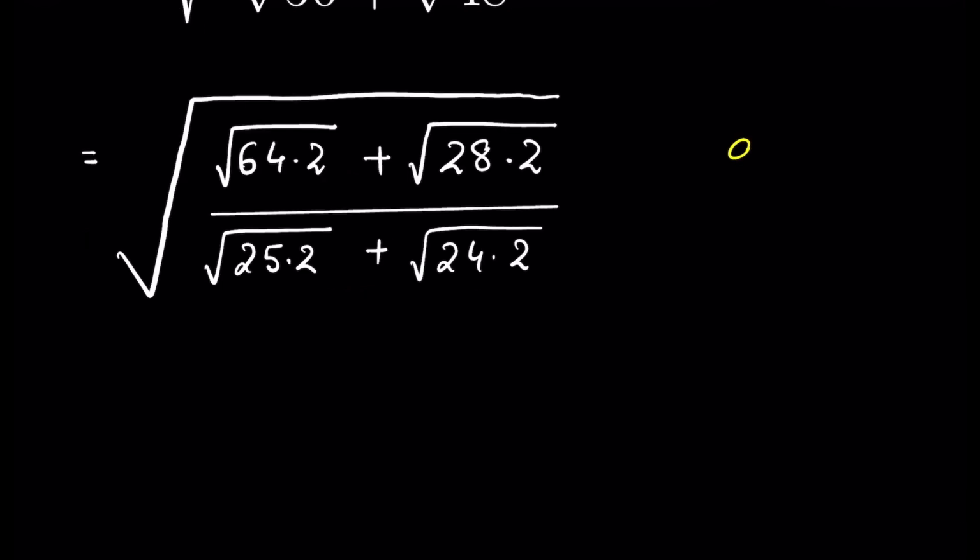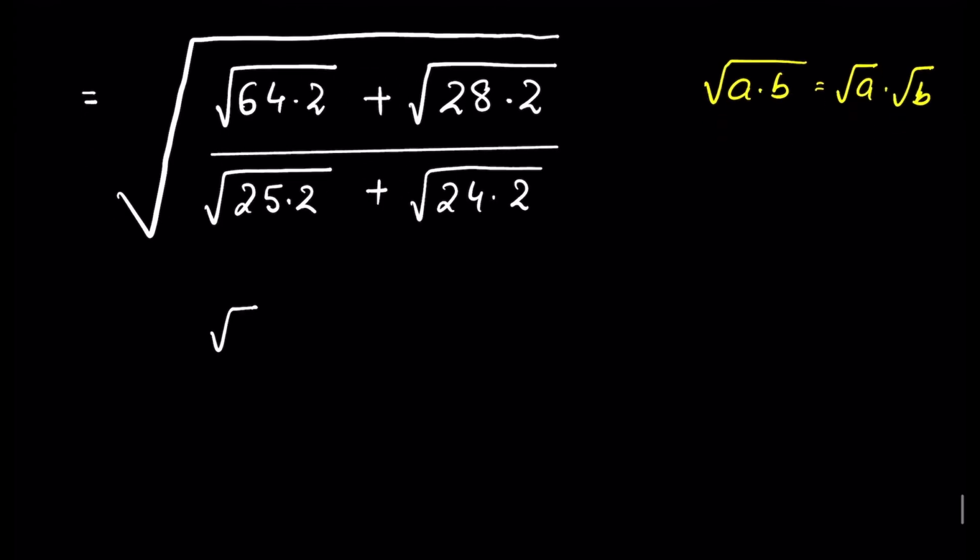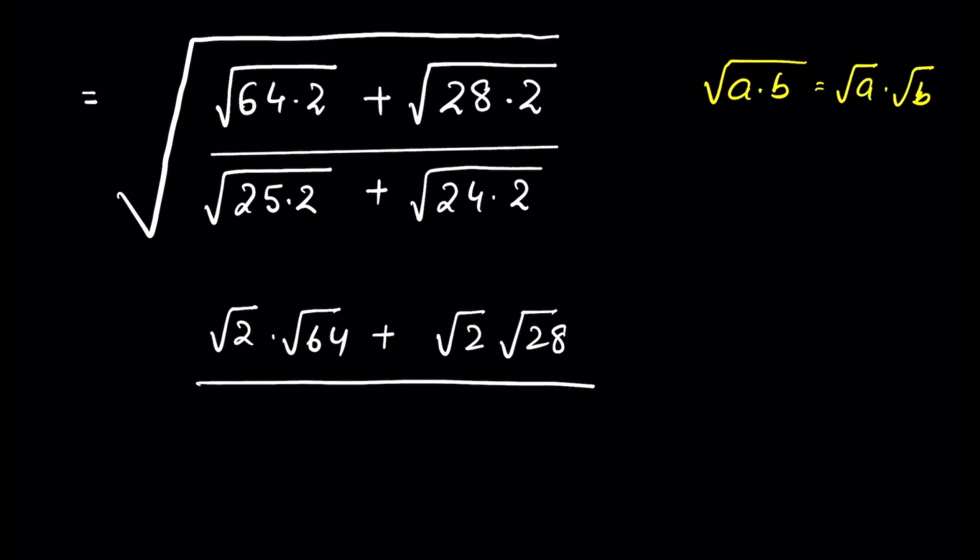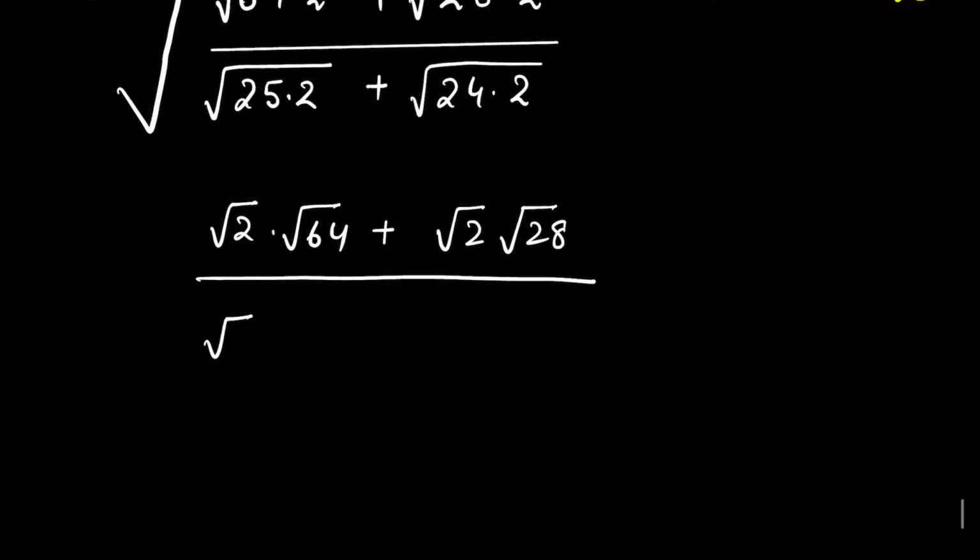Now when a times b is under square root, we can write it as square root of a times square root of b. So here we can write square root of 2 times square root of 64 plus square root of 2 times square root of 28, upon square root of 2 times square root of 25 plus square root of 2 times square root of 24, all under square root.